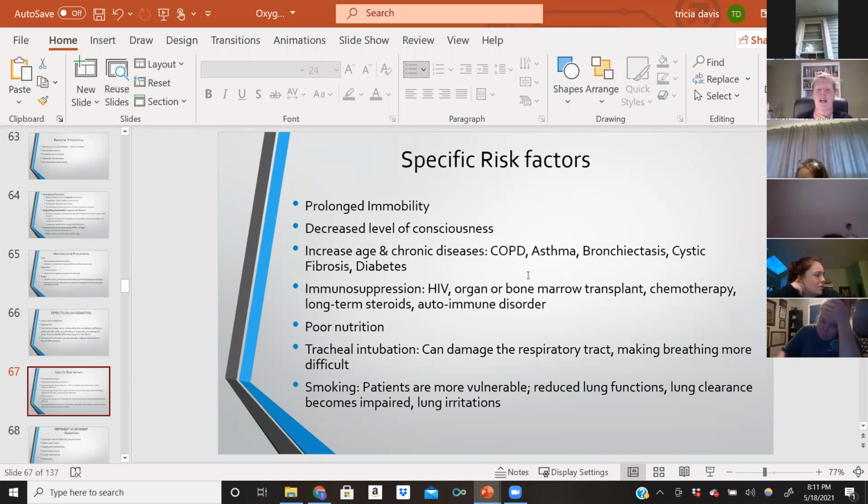If patients have a tracheal intubation, we can damage the respiratory tract. They might aspirate. It can make breathing more difficult. They can get an infection. And then, of course, smoking. Patients are much more vulnerable to developing pneumonia because they have reduced lung function. So they don't have the capacity to even cough and get up secretions properly. Their lung clearance becomes impaired, and maybe they've been subjected to lung irritants that have caused irreversible damage.